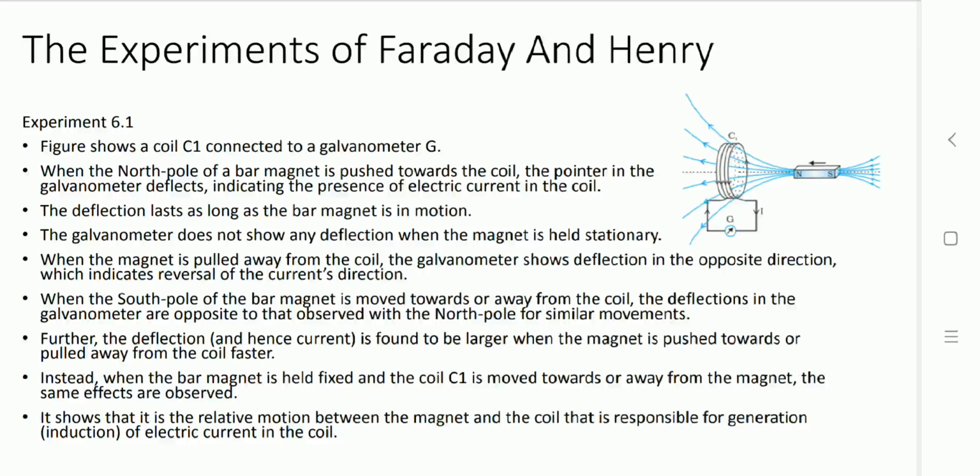Firstly, we do this experiment by taking the north pole towards the coil and check the deflection in the galvanometer. The second time, we change the position of the bar magnet, take the south pole towards the coil, and observe the condition. Here we also get a deflection in the galvanometer, but the deflection is in the opposite direction.